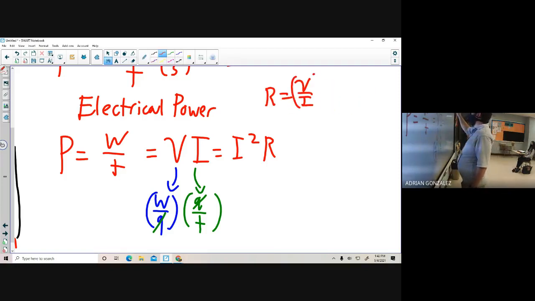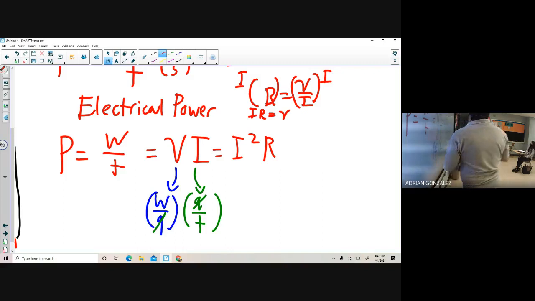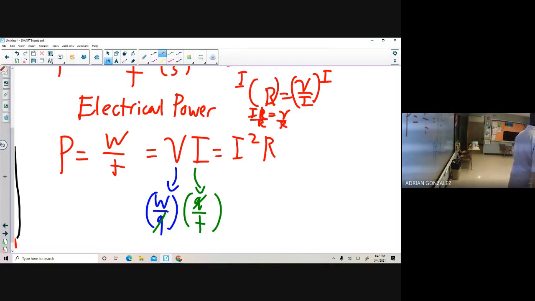We're going to multiply both sides by I. So we're getting I times R equals V. That's not what we wanted, but we got the I out of the denominator. Now what do we do? Divide R on both sides. By that, you get I equals V over R. Cool? So now, in this V times I formula, we can replace the I with V over R, yes?